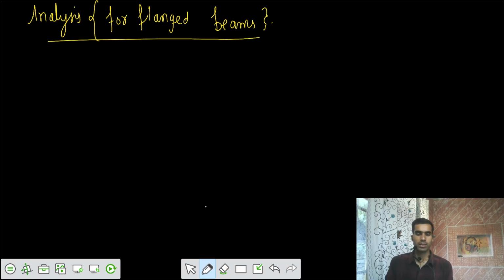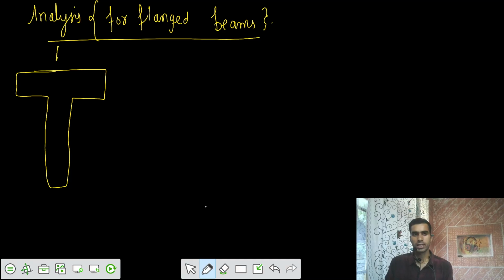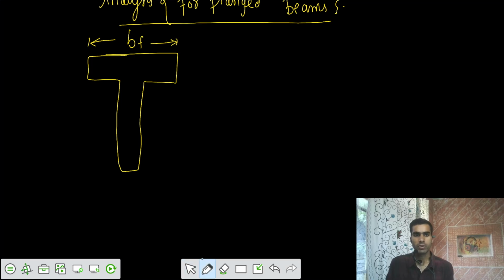Now we say that there's some general T beam. We are taking that effective flange width directly. So there's some effective flange width, some thickness of the flange, DF, and some width of the web, BW. We can also call it the rib, or we can also call it the web.